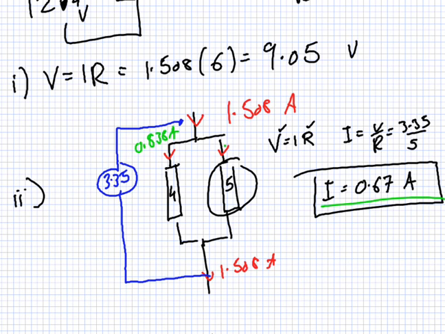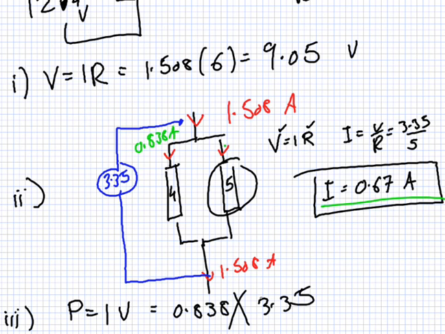So for the last part, we want the power. So we have a few formulas for power. Let's just go with power equals IV equals 0.838 multiplied by 3.35, and we get 2.81 watts. Did you get that? Yes. So, I mean, it's relatively straightforward circuit problem.